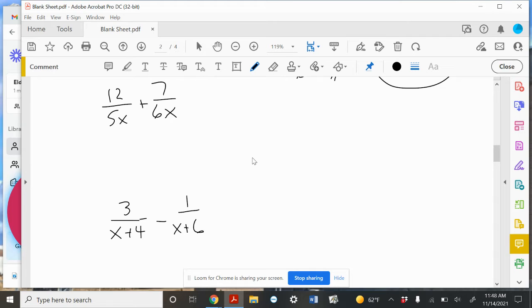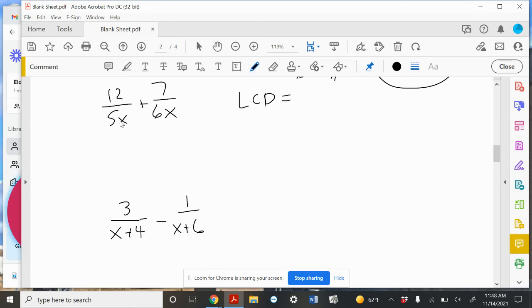Now let's get into add and subtract. It gets a little bit harder with adding and subtracting. What we really need to do is get a common denominator. So I need to look at my lowest common denominator. For these two numbers here, I have a 5 and a 6.